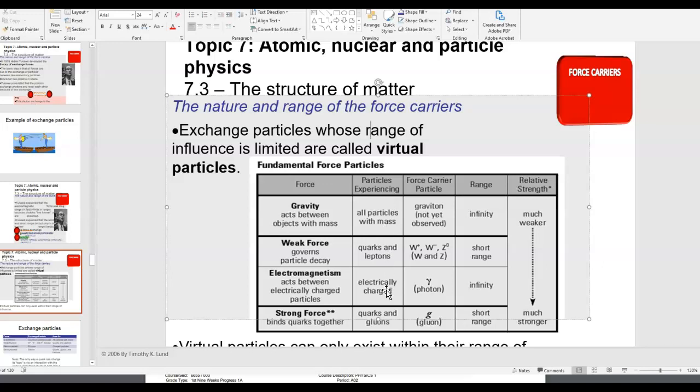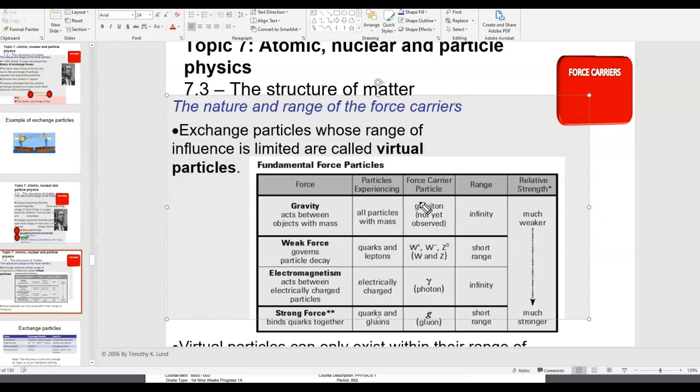So for example, the electromagnetic force only affects particles that are electrically charged. For example, two protons could repel each other through the electromagnetic force, but two neutrons could not. The exchange particle for the electromagnetic force is the photon, and it has an infinite range. The photon is the exchange particle we talked about in the boat example.